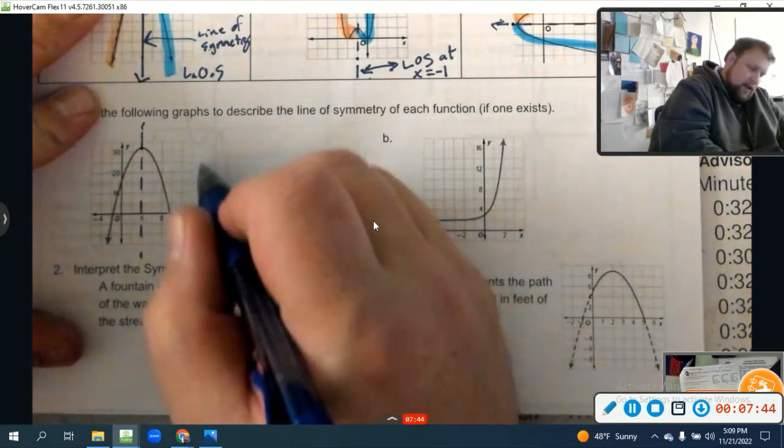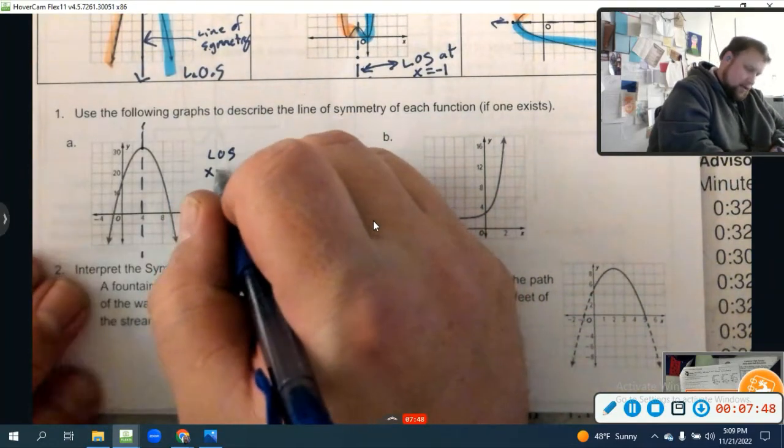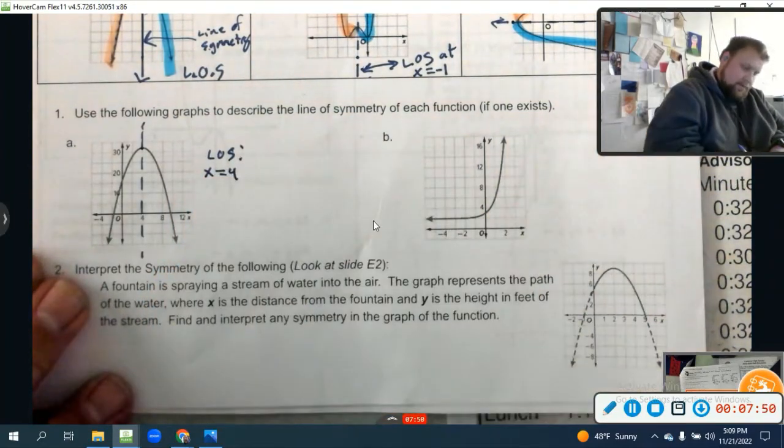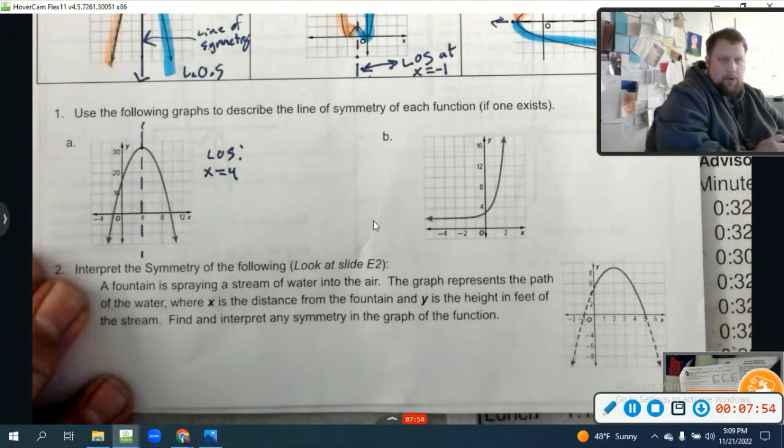And again, that's LOS is x equals 4. Okay? If I were to fold that over, boom, it would be exact.